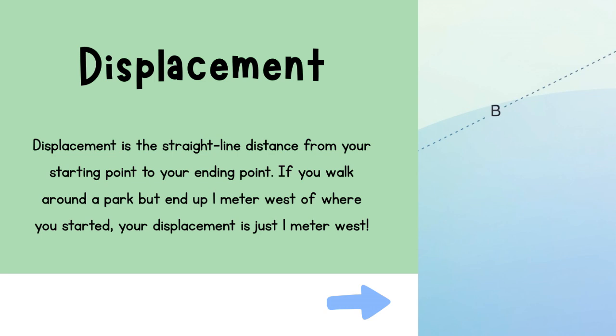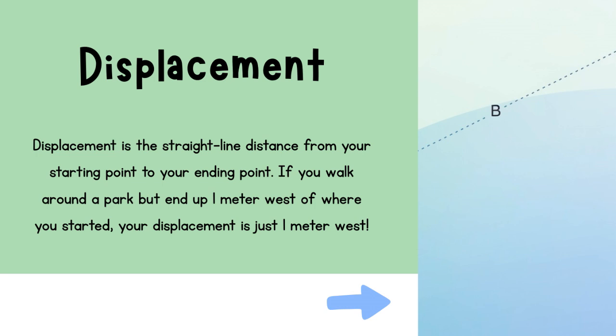Think of it as the most direct path between where you began and where you ended up. Even if you walk around a park or take a winding route, your displacement only cares about your initial position and your final position. For example, if you walk around and end up just 1 meter west of where you started, your displacement is simply 1 meter west.